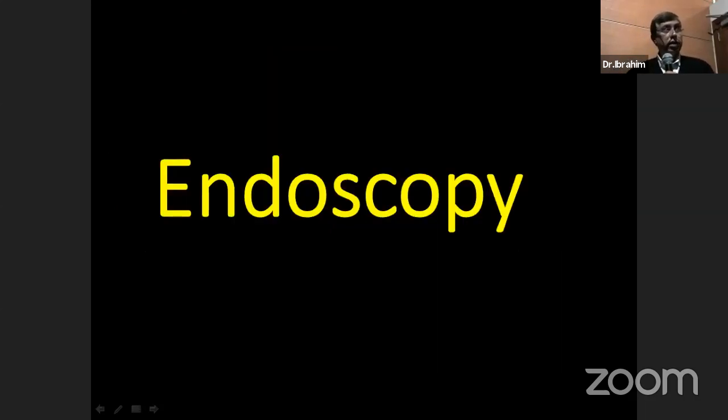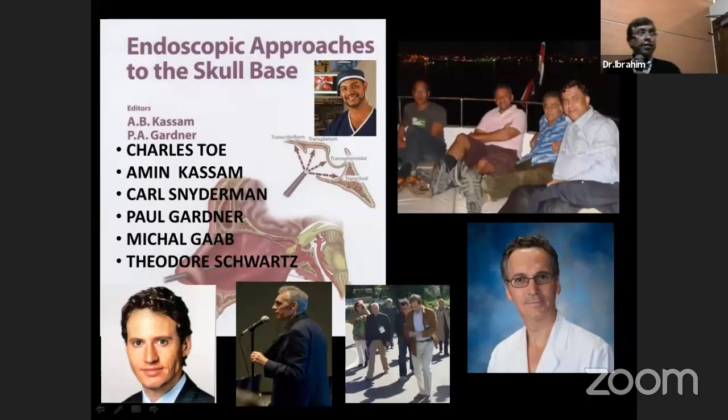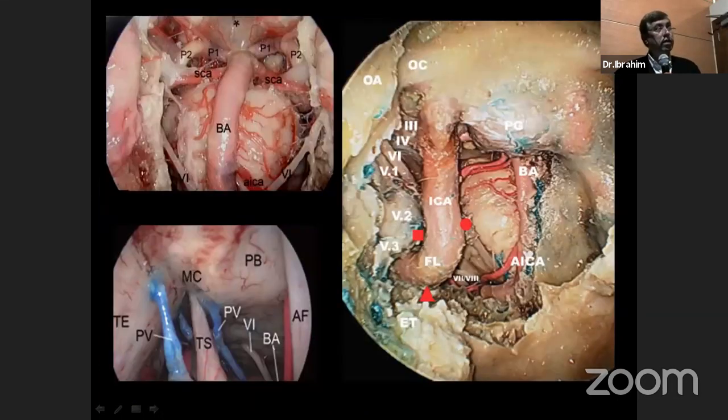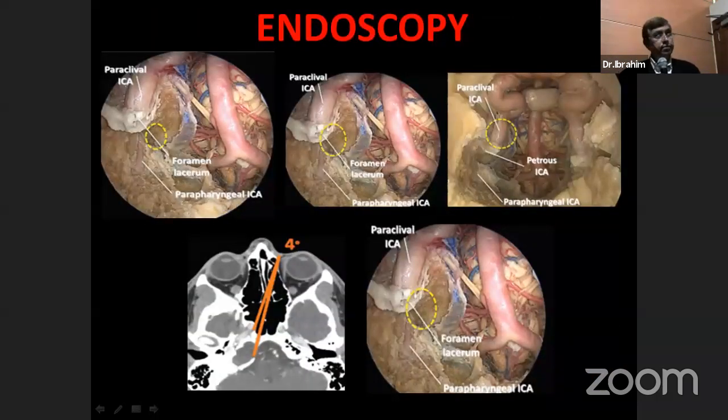Other than surgery, we can do endoscopy. And these are the famous endoscopists around the world: Charles II, Amin Kassam, Snyderman, Gardner, Gap, and Schwartz. And as I said, they produce beautiful anatomy. Like when Rhoton gave us the beautiful anatomy of microsurgery, these people give us the beautiful anatomy seen through the endoscope. So they have gone anteriorly, they have removed the clivus, and they are looking at the basilar artery in front of the brain stem. Beautiful anatomy.